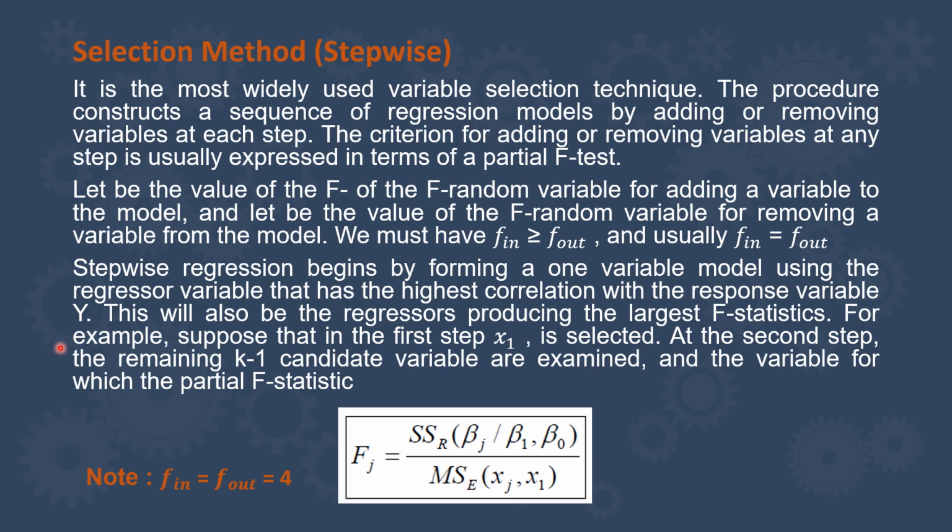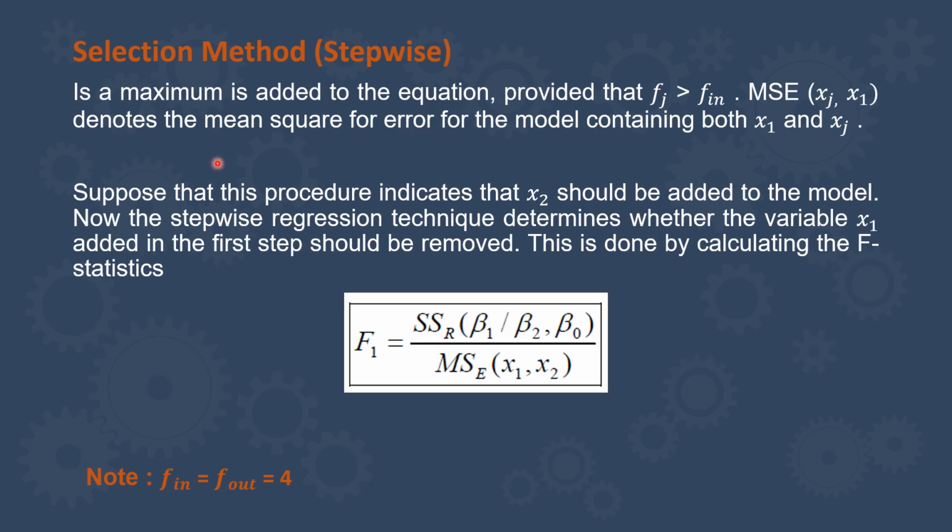For example, suppose that in the first step, the regressor x1 has the highest correlation and it produced the largest F statistic, and therefore the first regressor x1 will be selected or included into the model. At the second step, the remaining regressor variables will be examined, and the variable for which the partial F statistic, which we can calculate using this expression or formula, is a maximum is added to the equation, provided that its partial F statistic is greater than F in. Remember, our F in and F out are equal to 4.